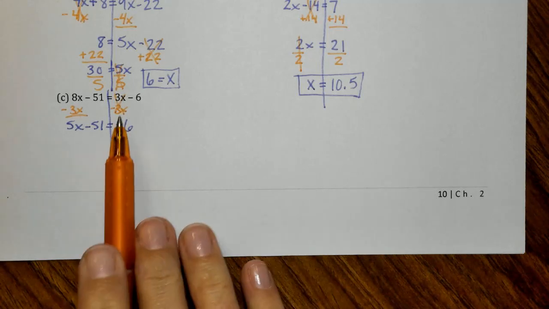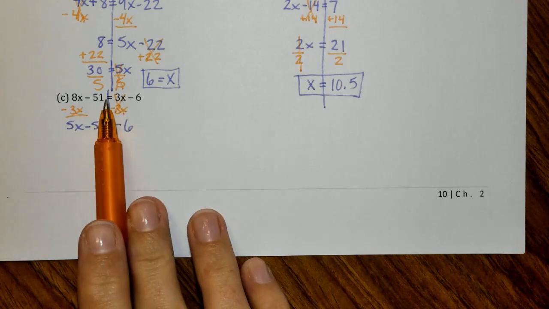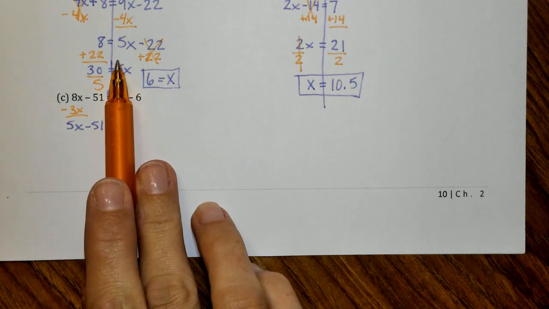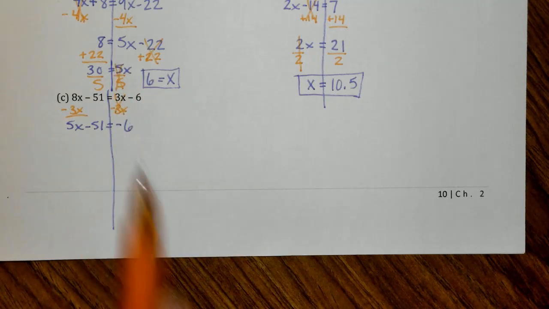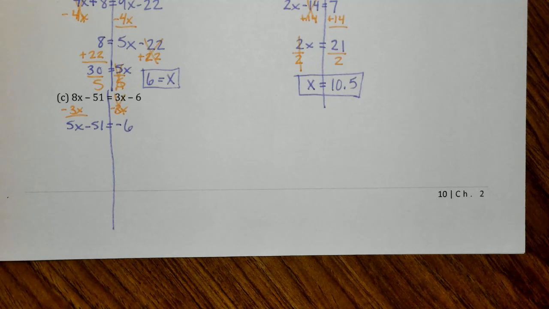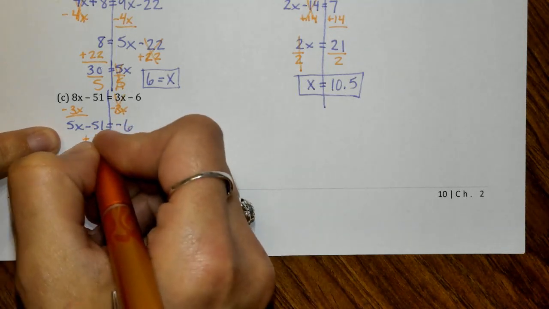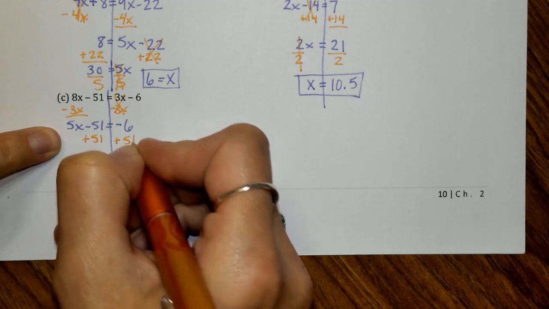Okay, please be careful with that, guys. When you get rid of this 3x, look, my pen's there now. What's there? Negative 6. You need to bring down that negative. That's a big mistake that's made. Okay, please be careful. Now we need to get rid of this minus 51. How do we do it? Add. Always do the opposite.